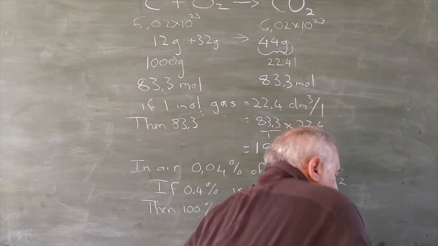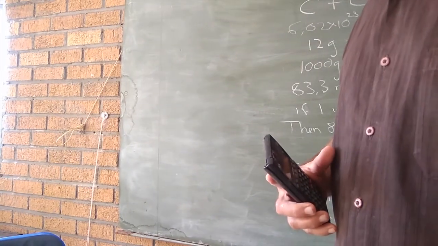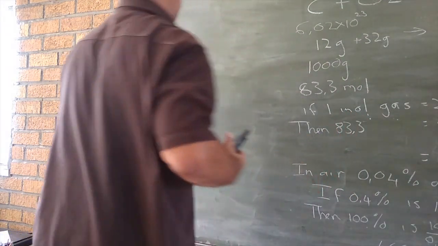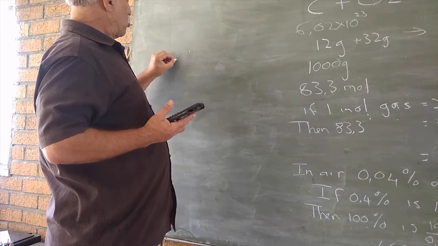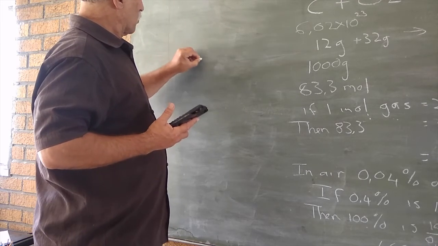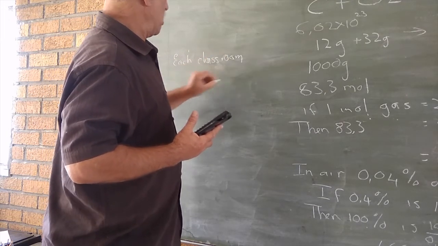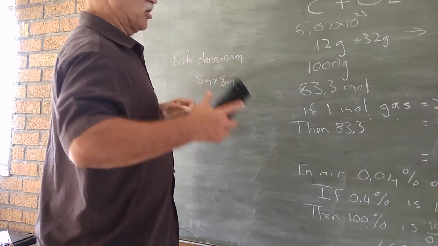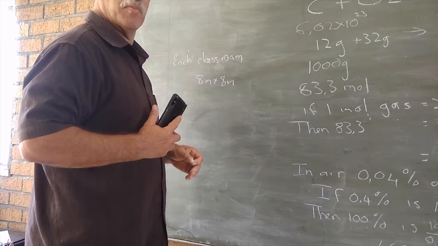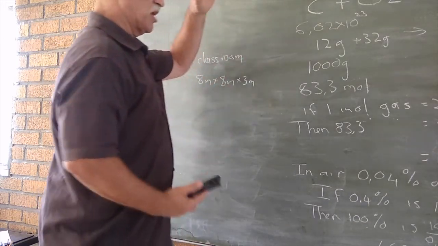Well, let's work it out. Let us work it out as how many classrooms full of air would our 1 kilogram braai equal to. The school is building some new classrooms, and each classroom is going to be 8 meters by 8 meters, 8 meters wide, 8 meters long, and let's say 3 meters high.